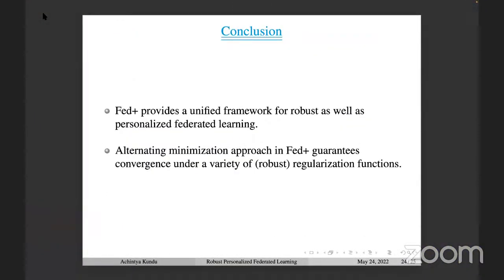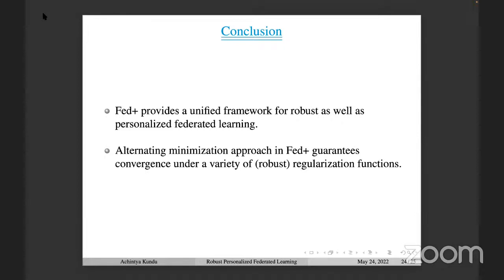Okay, so in our Fed Plus approach, what we have tried to achieve is we have tried to provide robustness as a way to find a personalized model, and also we have tried to be very flexible in terms of providing choices of this regularizer, and that will lead to different regularization functions. That will lead to different personalized variants of the algorithm or different ways of aggregating. So that flexibility is there.